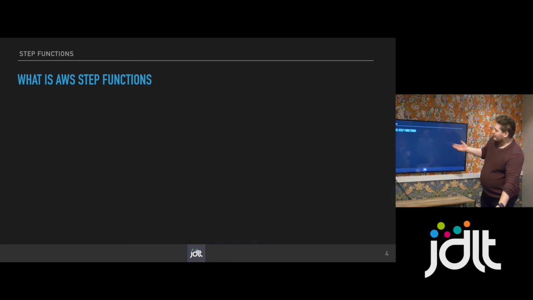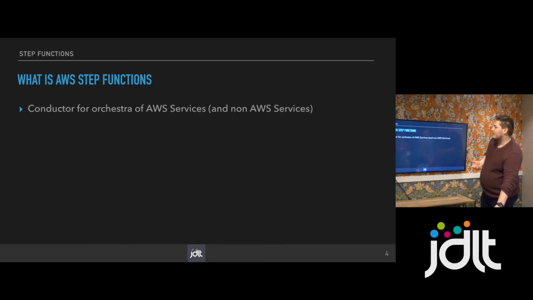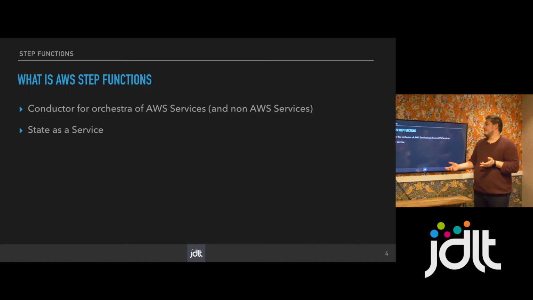So again, just a little recap. What are AWS step functions? Like we saw in the first image, they basically let you conduct a little orchestra of AWS services. You can think of it in a way as state as a service. So we work a lot with Lambda, which is functions as a service. You really just care about your functional code. What does it do? What's our business logic? Instead of setting up servers, or anything else in the background really.